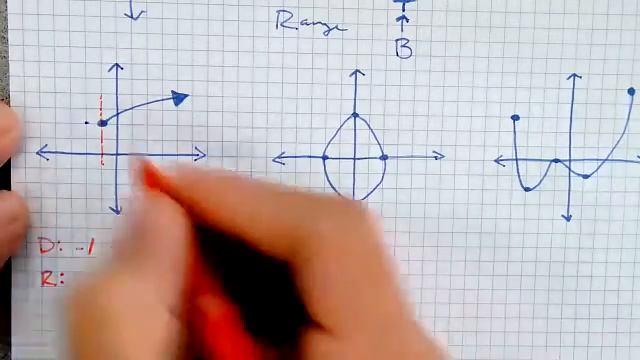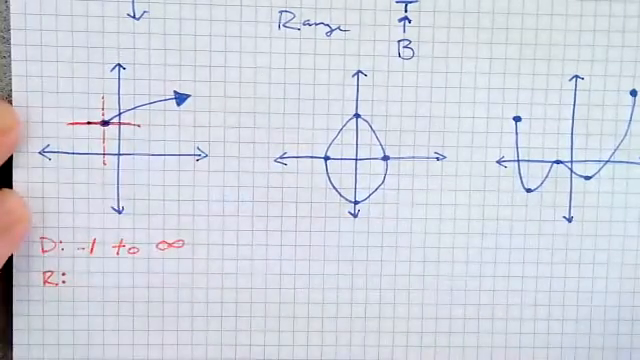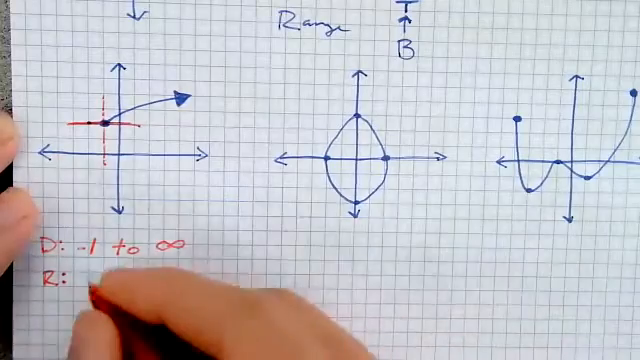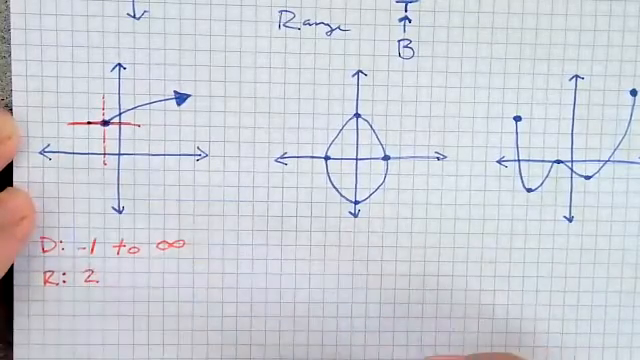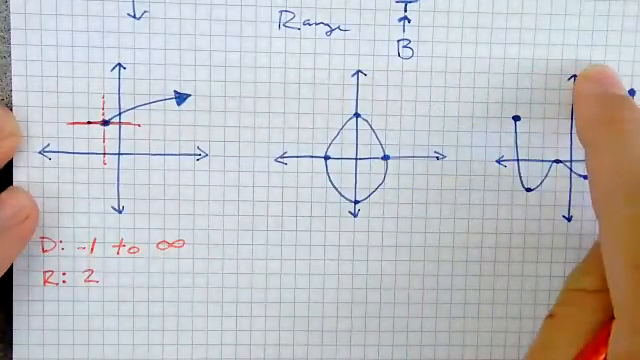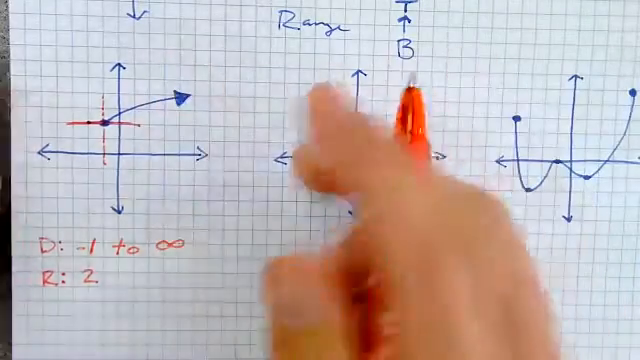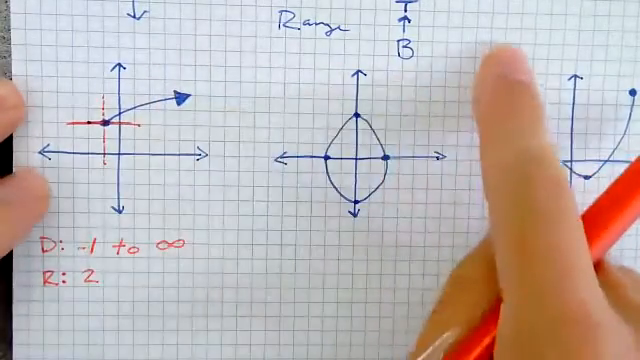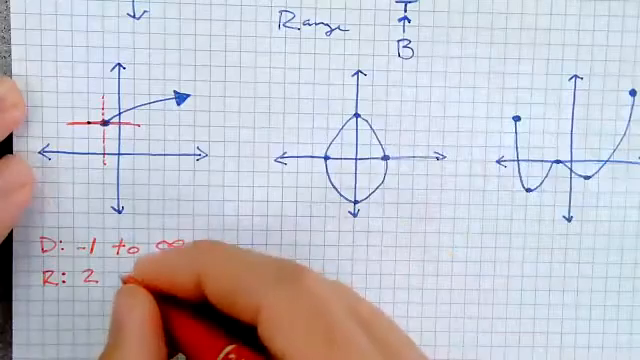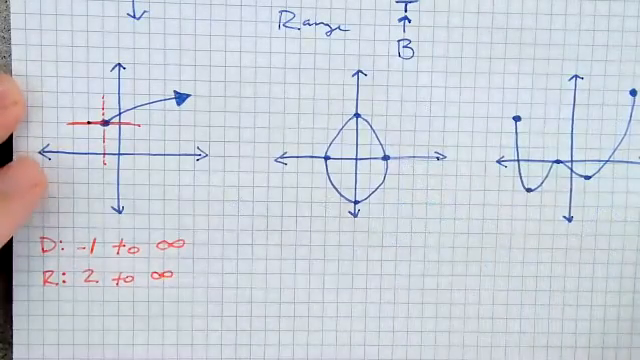Okay, my range, I'm looking for my lowest value, which in this case is right there, when your y value is +2. And it continues to go up, albeit at a slower rate than it's going to the right. But it is still increasing, so as we're going to the right, it is going up as well. So our range would be from 2 to +infinity as well.